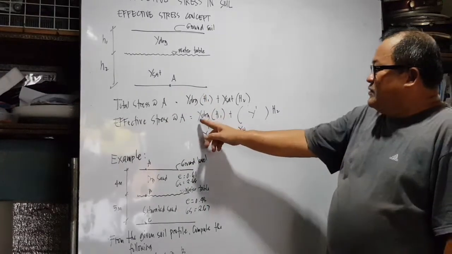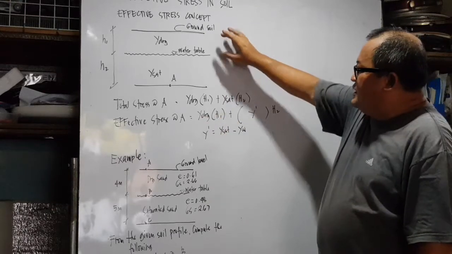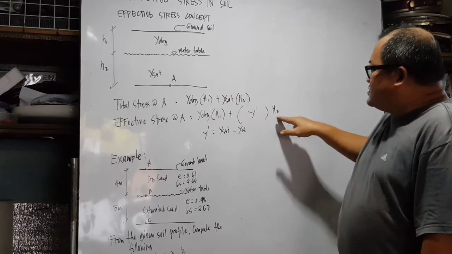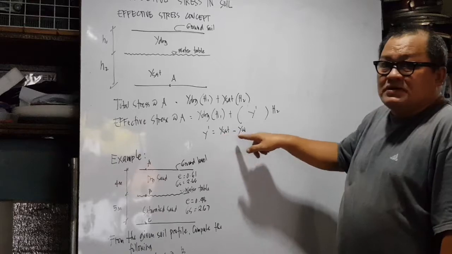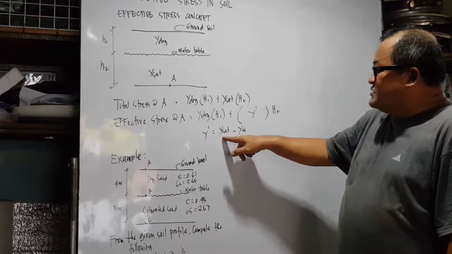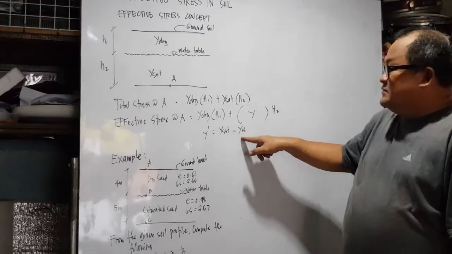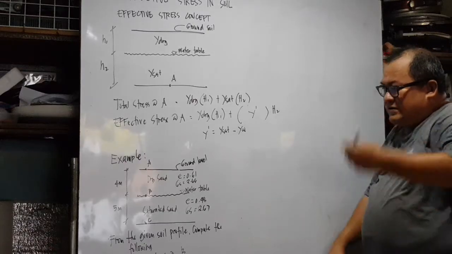Now, for effective stress at A, ginaminus natin ang water. So, ang matabo, Y dry times H1, kay wala ti tubig, and then Y prime times H2, wherein your Y prime is Y sat minus YW. Meaning, saturated unit weight minus unit weight of water. Okay? So, I have an example.